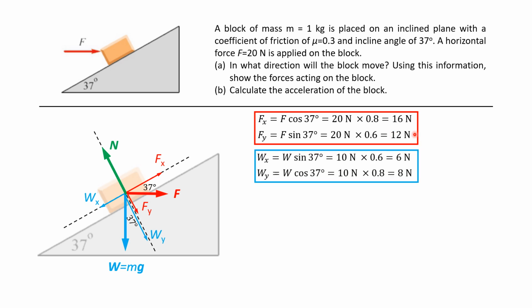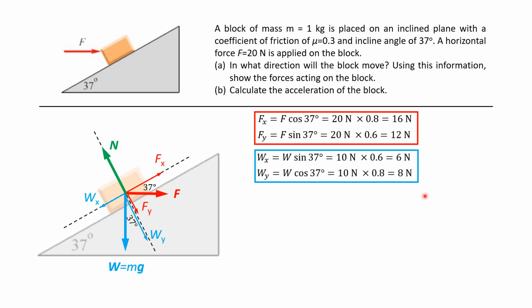We're going to do the same thing for W, but here note that this angle is 37. So W sub y is W times cosine 37, and W sub x is W times sine 37. The weight of the block is its mass, 1 kilogram, times gravitational acceleration, 10 meters per second squared. So 1 times 10 gives us 10 newtons, and we multiply by the corresponding sine and cosine of 37 degrees. We get W sub x equals 6 newtons and W sub y equals 8 newtons.